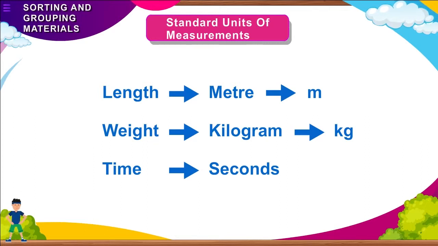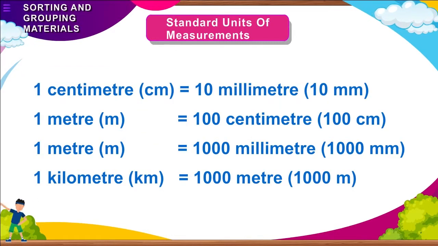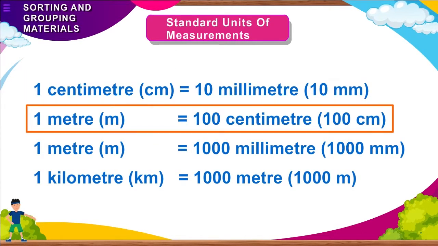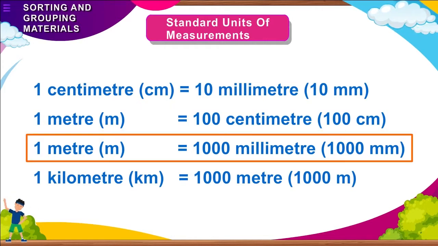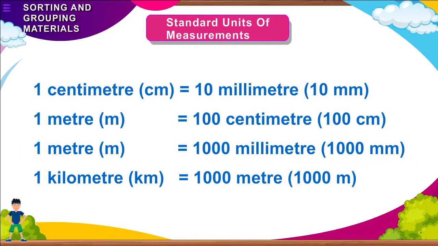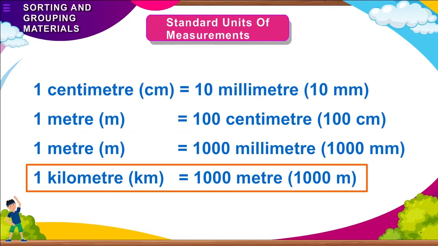Smaller and larger units of measurement can be written with respect to these standard units. 1 centimeter is equal to 10 millimeter. 1 meter is equal to 100 centimeter. 1 meter is equal to 1000 millimeter. 1 kilometer is equal to 1000 meter.